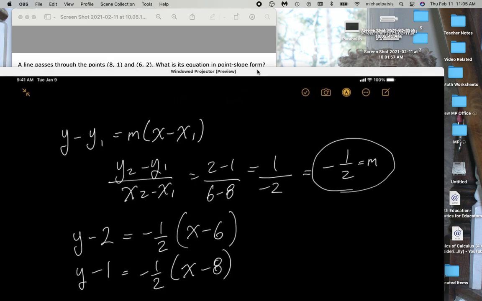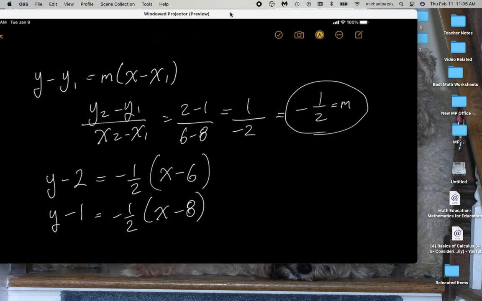And to prove it to you, let's go ahead and change both of these into y equals mx plus b. Let's solve for y for both of them. So on this upper one, we have y minus 2 equals negative 1/2 x plus 3. Negative 1/2 times negative 6 is going to give us positive 6 over 2. We're going to have y equals negative 1/2 x, and we're going to add 2 to both sides, plus 5.